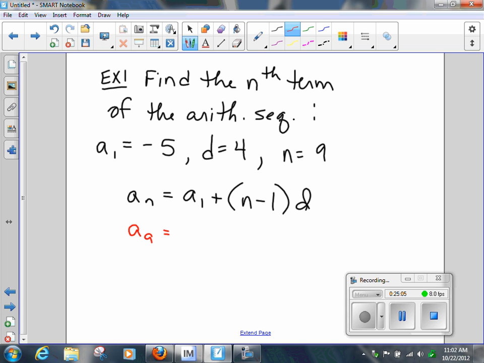Okay? What's my a sub 1? Negative 5. Is it really this simple for this problem? Aren't we just plugging and chugging? Yeah. 9 minus 1. What's my d? 4. Oh, my Lord, really? Is this it? Yeah, this is it. Solve it. That's a sub 9.